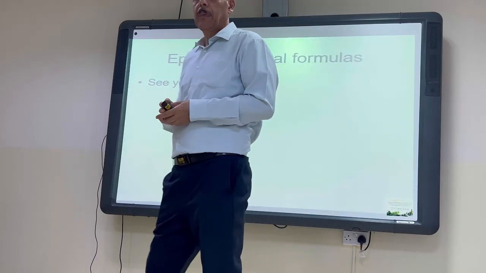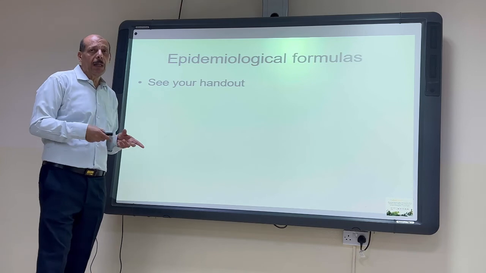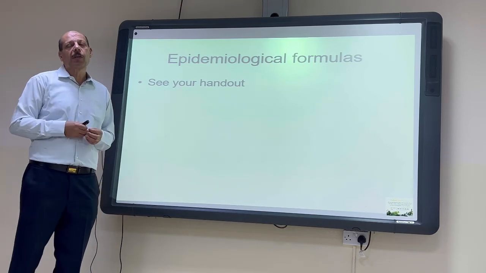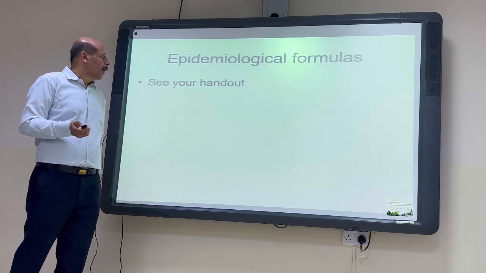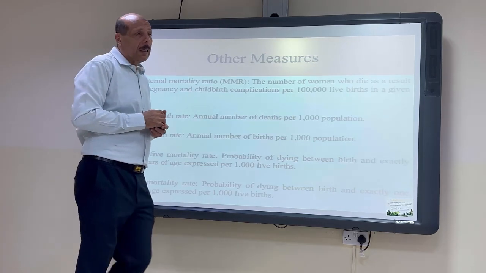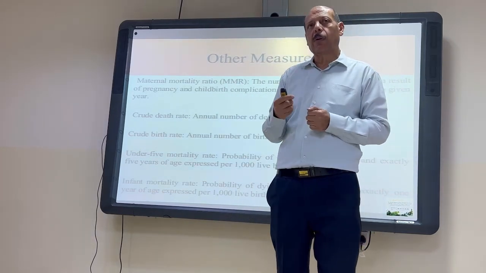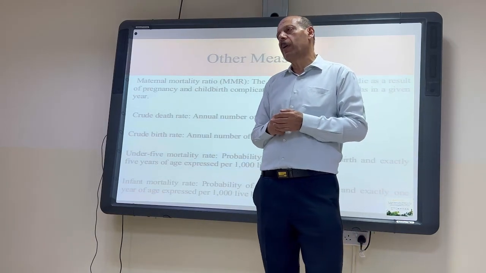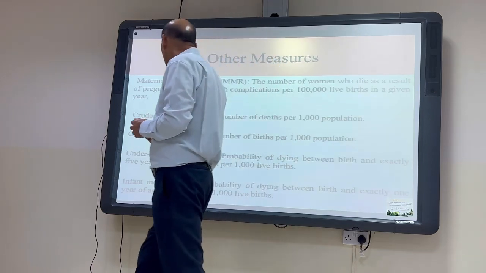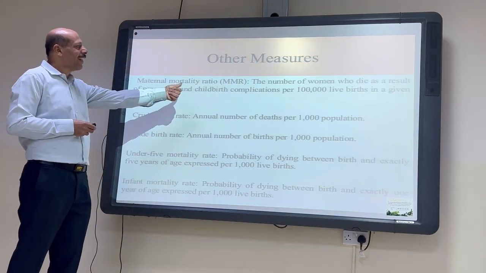We will start with the epidemiological formulas, and this is the continuation of the previous session. In the formulas that we are using, you can refer back to your course book also. The formulas are there. So we have one of the formulas, which is the maternal mortality rate.